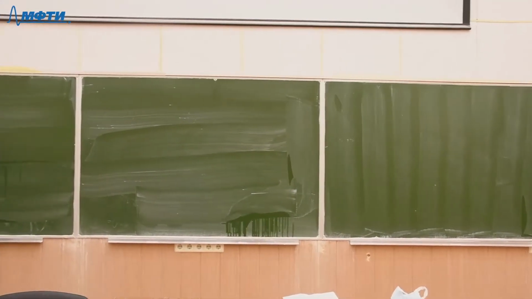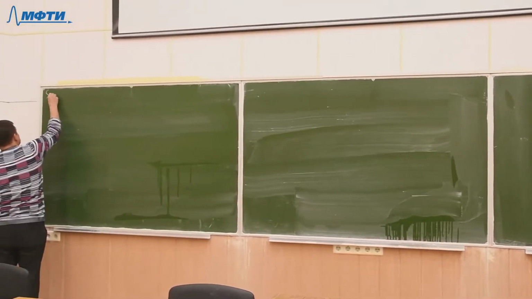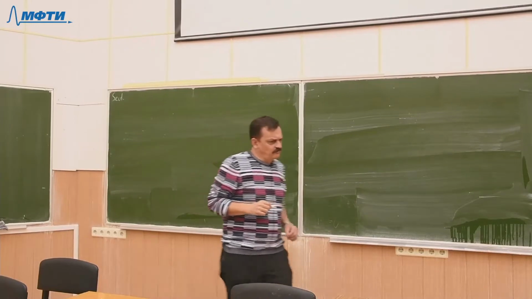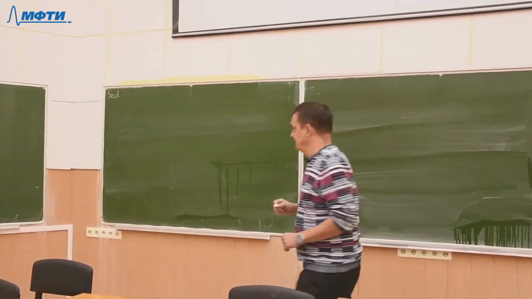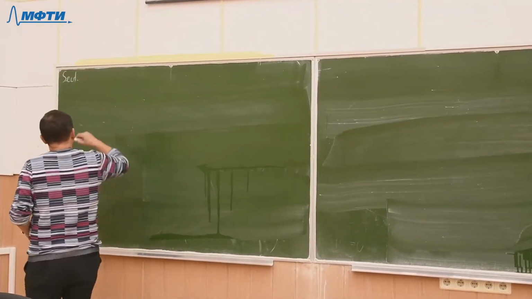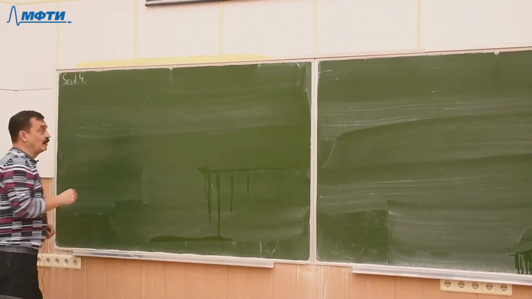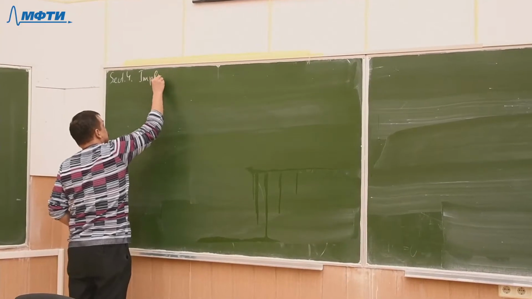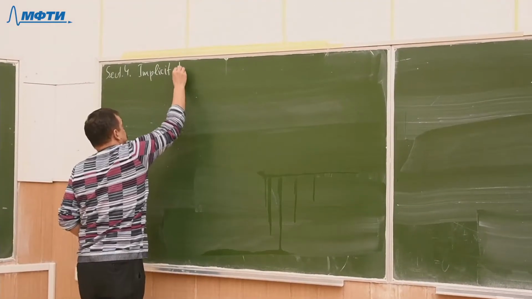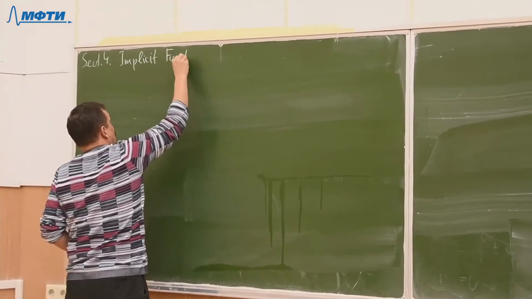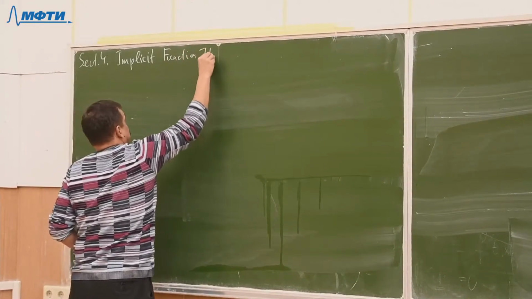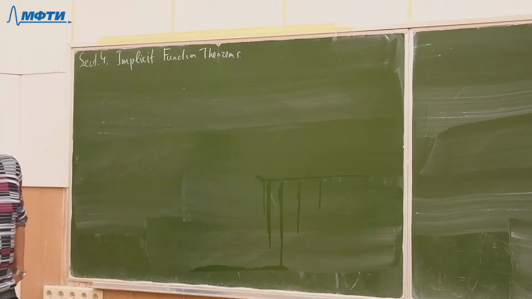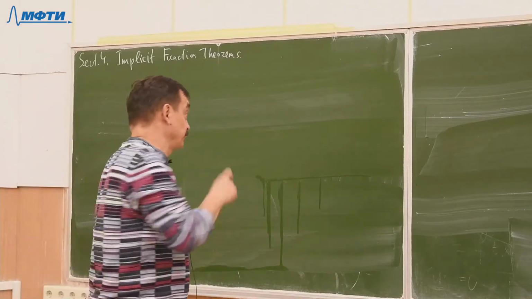Today we start the next section, that is section 4. Section 4, implicit function theorems. So let me start with explanations.